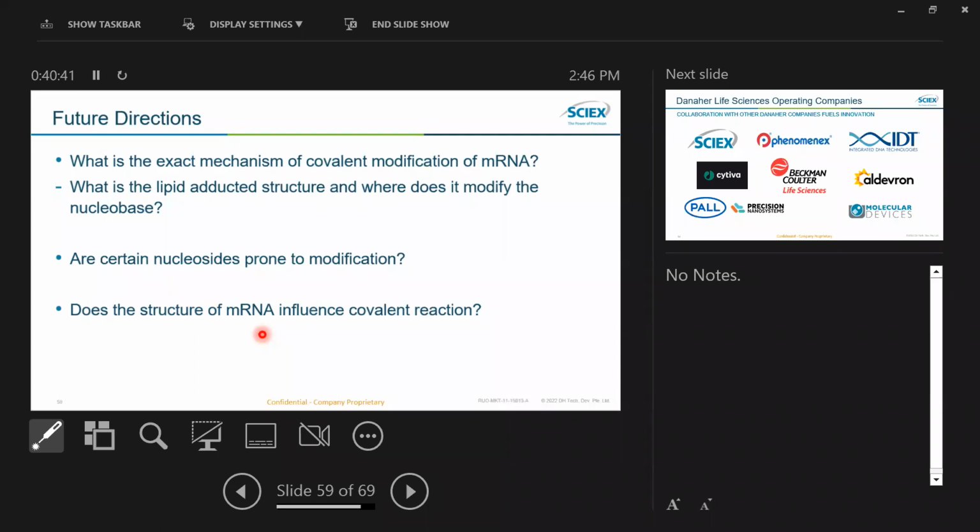These are definitely areas that I'm curious about, and hopefully we can access the samples.